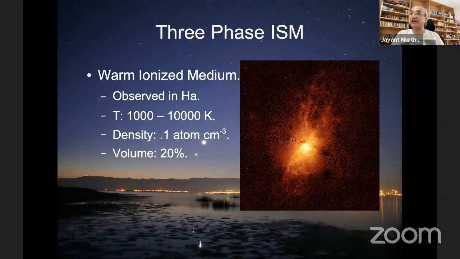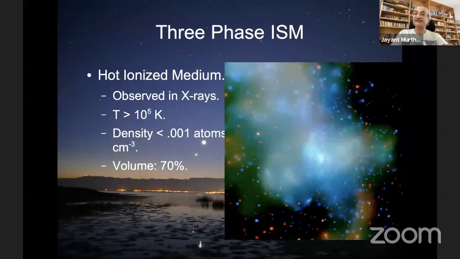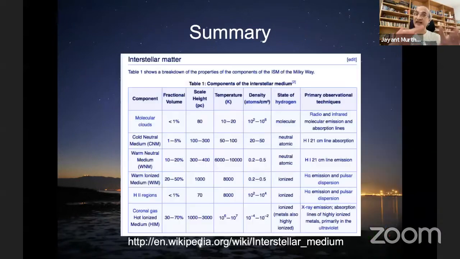Now, around the giant molecular clouds, you have these lower density clouds, like the cloud that's around the sun. The temperature of this is maybe 5,000 degrees, the density is about a tenth of an atom per cubic centimeter, and the volume is about 20% of the galaxy. The majority of our galaxy is the hot ionized medium, at a temperature of 10 to the fifth, 10 to the sixth degrees. Because it's so hot, we can see it in X-rays, and in very ionized gas like oxygen 6. It occupies anywhere from 50 to 70% of the galaxy. So we have these basic three phases of our galaxy.